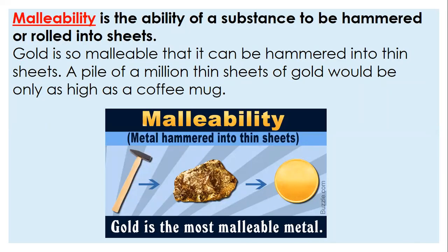Another property of metal is that it's malleable. Malleability is the ability of a substance to be hammered or rolled into sheets. We can hammer them. I can hit them with a hammer until they become flat and turn into sheets.